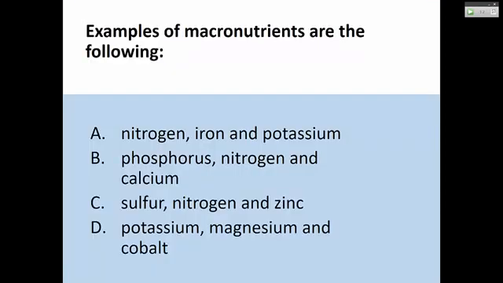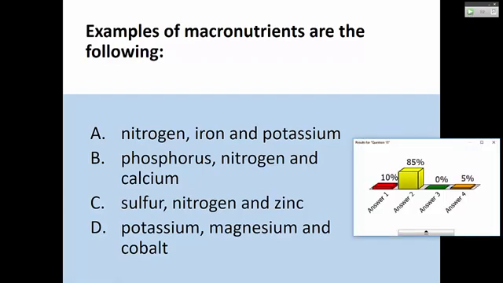All right, so examples of micronutrients are the following. Think back to what we talked about a minute or two ago, and let's get our timer going. Macronutrients, excuse me. Can it be A, nitrogen, iron, potassium?